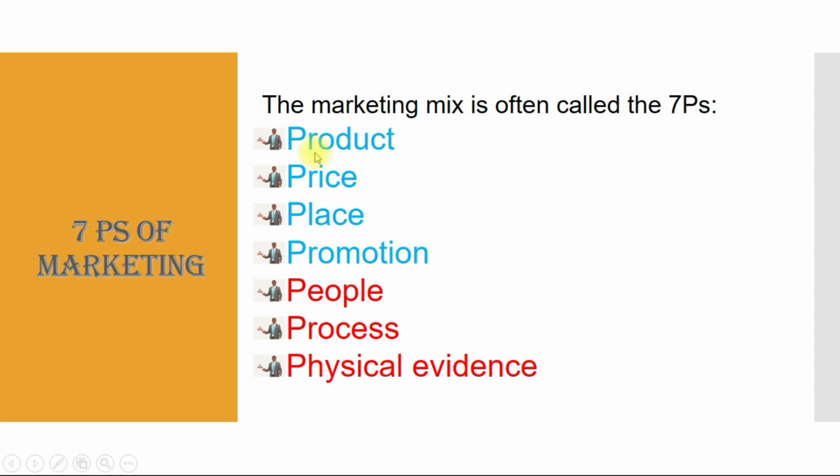Now, in service sector, we have 7 P's. We know product, price, place, promotion is for product. Here, when it comes to services, you have people, you have process, you have physical evidence. The people involved in the service sector, the process, and the physical evidence are the 3 P's which are added to the previous 4 P's.